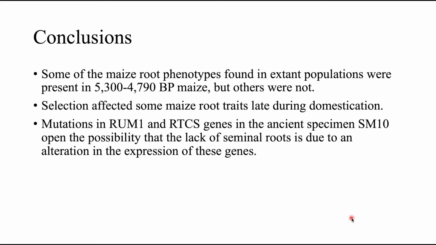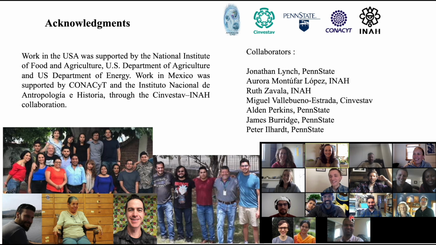And with this, I conclude. The main conclusions of this work were that some of the maize root phenotypes present in modern maize were not present 5,000 years ago, but others were present. And this tells us that selection affected the root traits late. Some of these traits were affected late in domestication, and maybe the mutations in the RUM1 gene and the RTCS gene are responsible for this. It's just an open possibility.